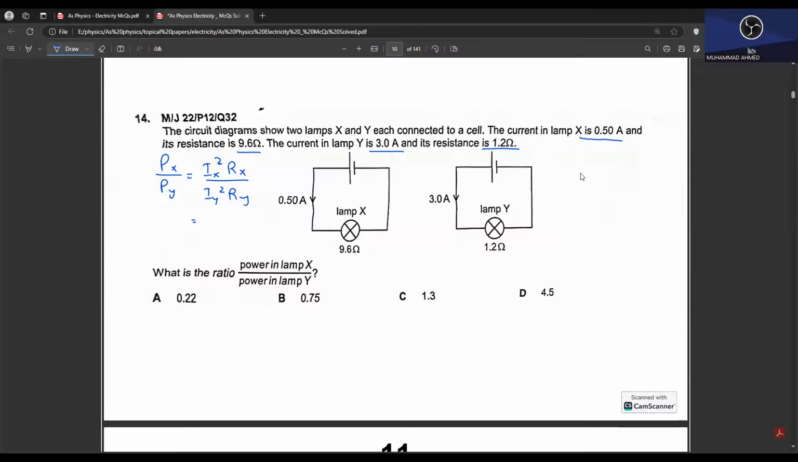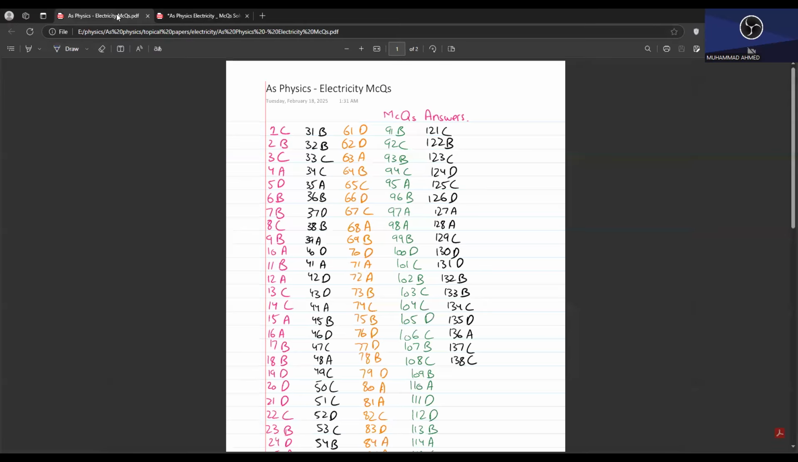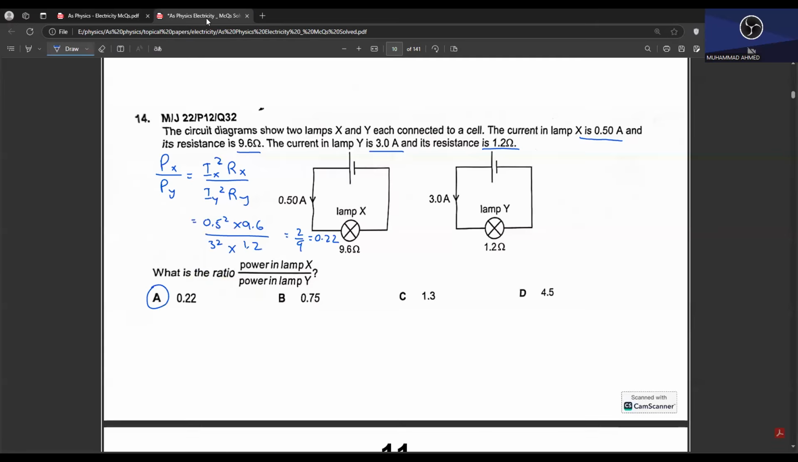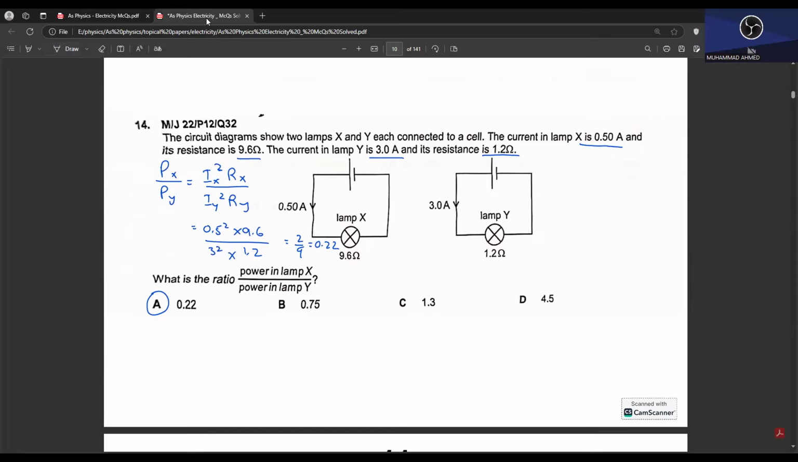What is the current in X? 0.5 square. What is the resistance? 9.6. Divided by the current in Y, that is 3 square, multiplied by the resistance, that is 1.5. Your answer comes out to be 2 over 9, that is 0.22. A is your answer. Let me check. The answer to 10, if we see here, is A. Perfect. This question is number 10. The answer to 10 is A.